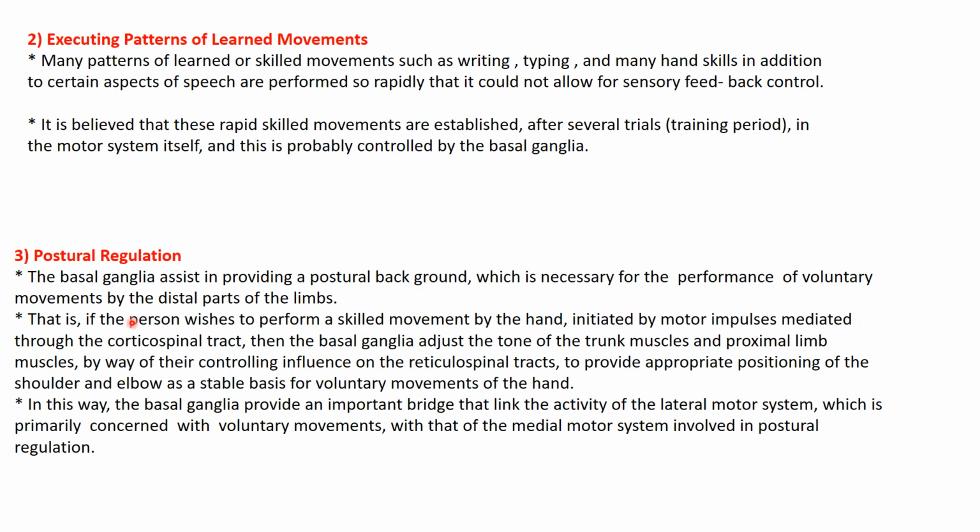So the basal ganglia provide a postural background during the production of the voluntary movement. It has the connection with the lateral motor system that controls the activity of the distal muscles of the limbs and with the medial motor system that is involved in the postural regulation. So usually the basal ganglia try to adjust the tone of the muscles of the trunk and the proximal muscles of the limb through its connection with the reticulospinal tract in order to provide postural support.